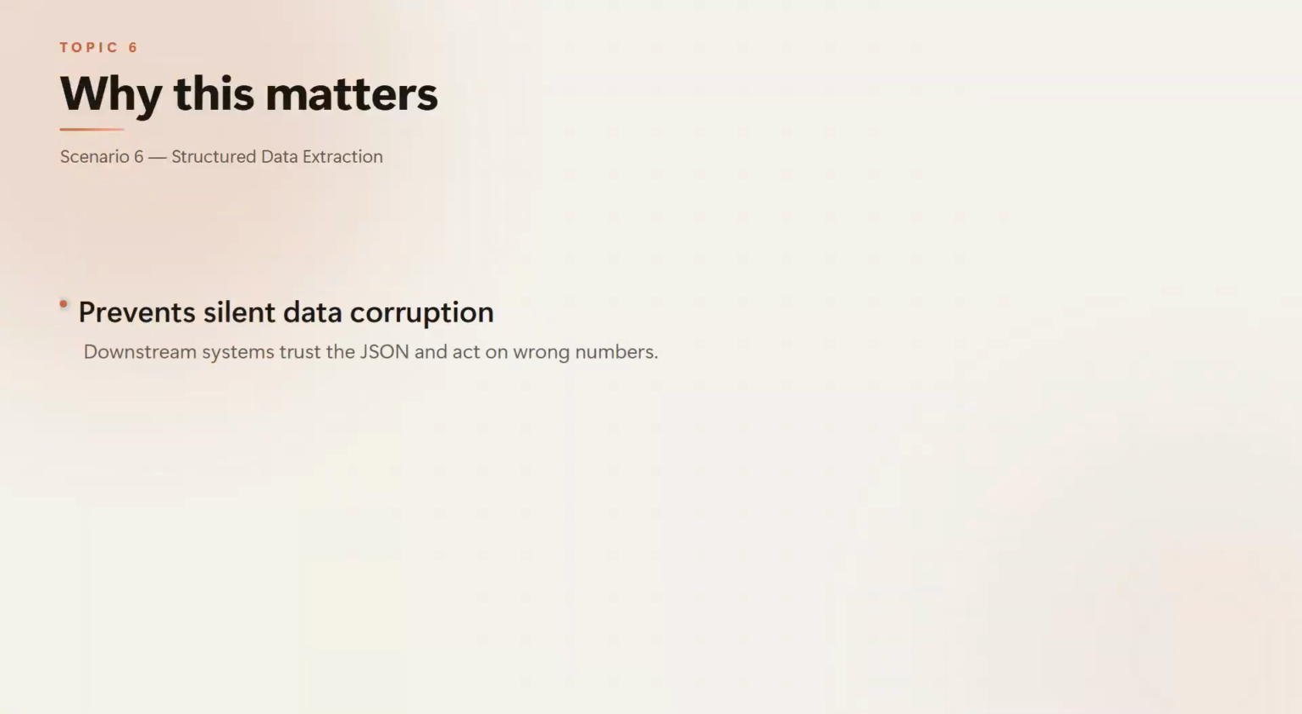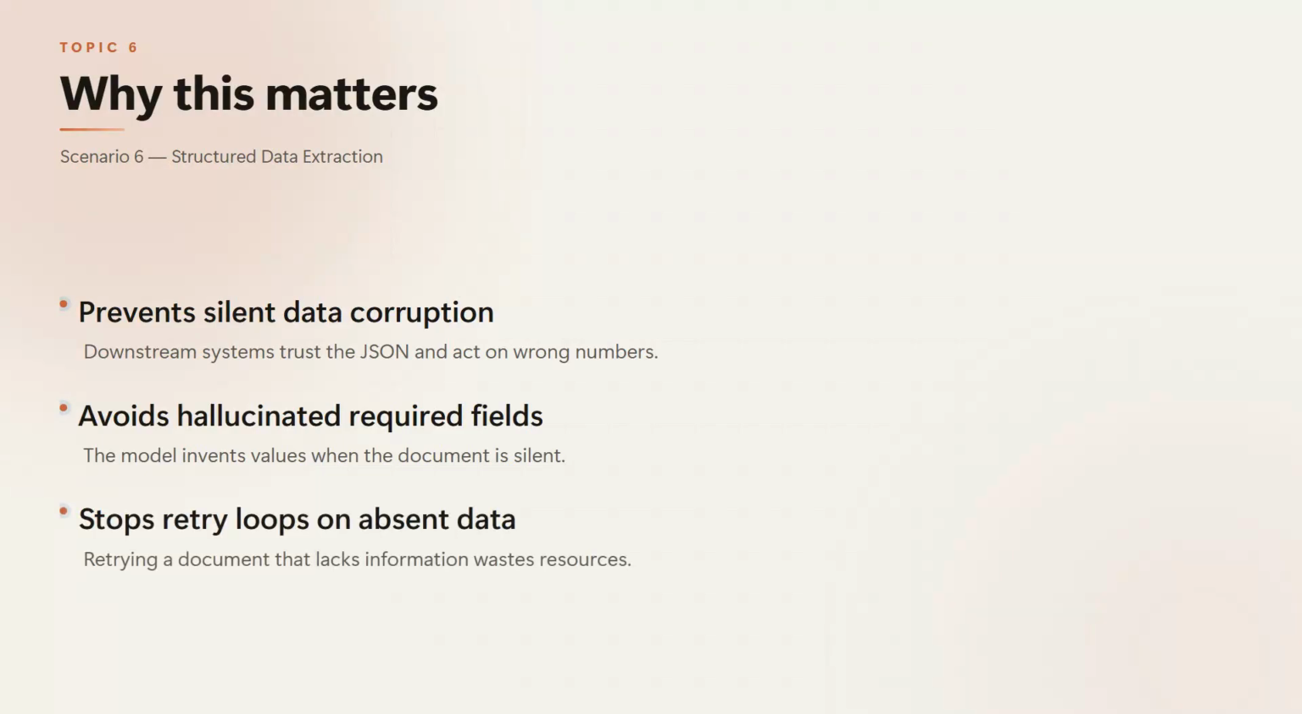Without this discipline, you get silent data corruption. Downstream systems trust the JSON and act on wrong numbers: invoices that do not add up, categories that do not exist, confidence scores that are pure invention. Required fields are the biggest risk. When the source document is silent, the model will fabricate a value to satisfy the schema. And retry loops make it worse, they burn tokens and time on documents that will never succeed because the information is simply absent. The cost is not just accuracy, it is trust in the entire pipeline.